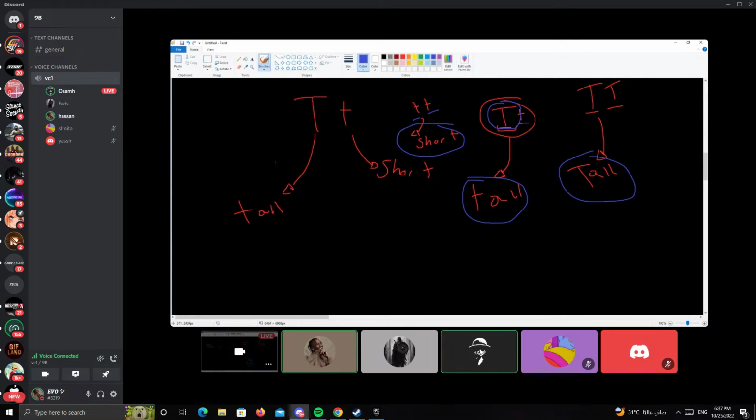Dominant, recessive. They're both homozygous. Segregation.